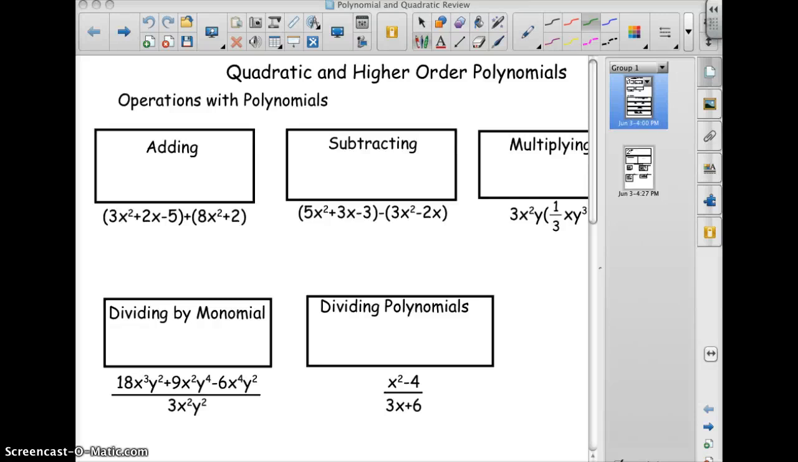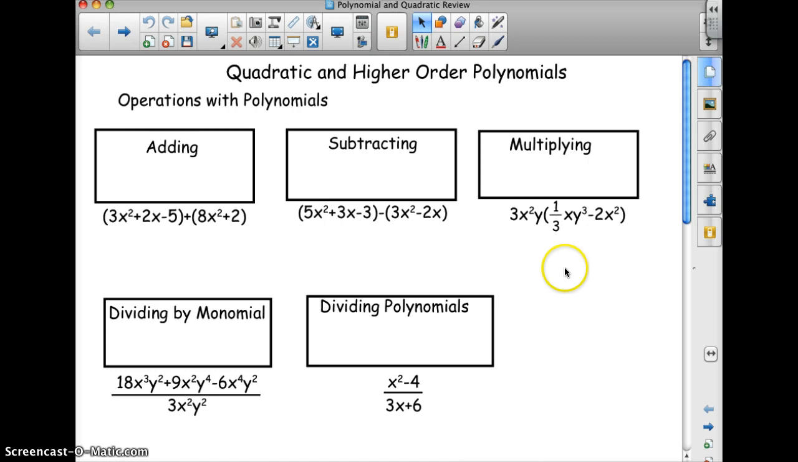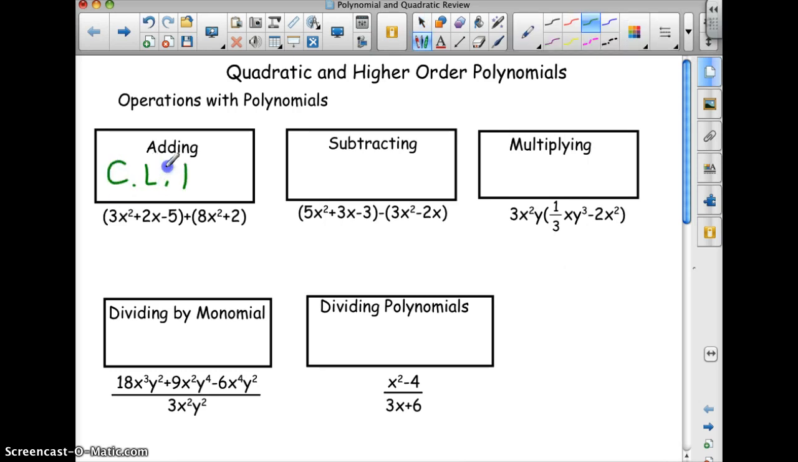Okay, quadratic and higher order polynomials. We're going to start talking about operations with polynomials. When you're adding polynomials, all you need to do is combine like terms, right? That's all that is. Adding polynomials is simply combining like terms. So I take these guys, 3 and 8 is 11x squared. 2x has no friends, so it's just plus 2x, and then negative 5 and 2 here. These guys are like terms, so then that's minus 3.